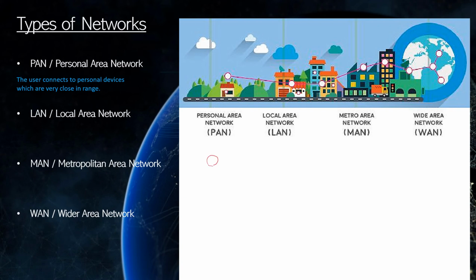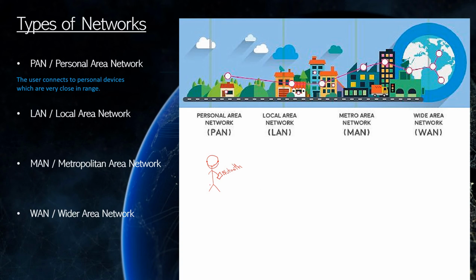if this is the user here, we're going to just draw a very okay looking stick man, and they have a phone on their person. Then what might happen is they might turn Bluetooth on their phone, so they might turn Bluetooth on, and this might connect to some sort of wireless headphones which the user has.